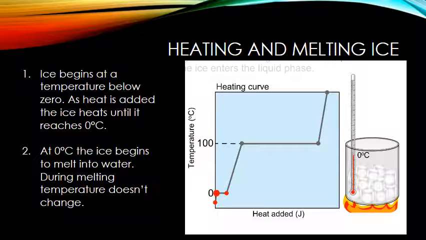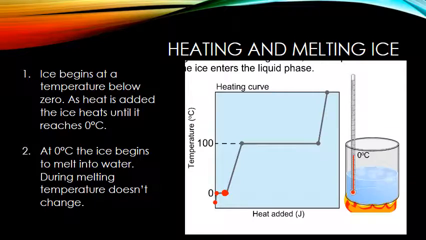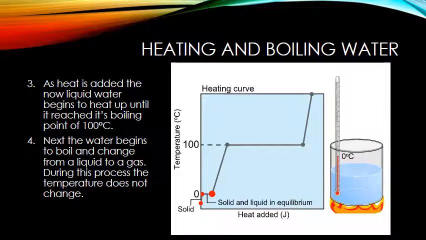If heat continues to be added, then the ice will turn into liquid. It will go from its solid phase to its liquid phase. During the melting process, the temperature does not change. So at the beginning, we heat the ice to its melting point, and then as it's melting and it's going from that solid to the liquid phase, the temperature is not changing. Now we can see that our beaker has the water at 0 degrees Celsius.